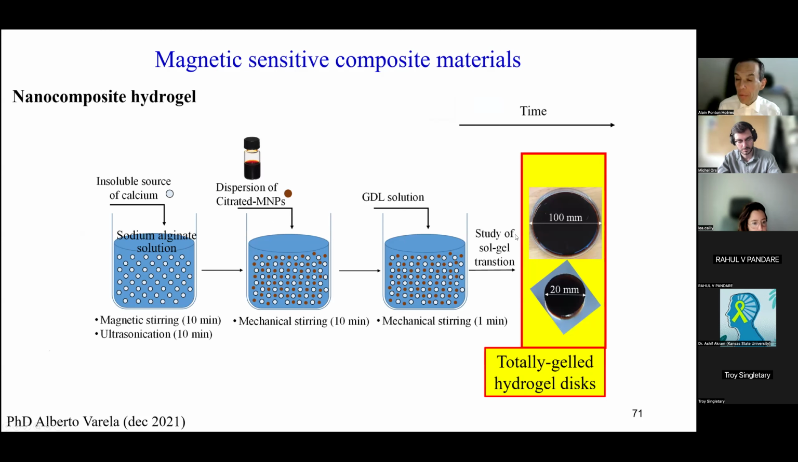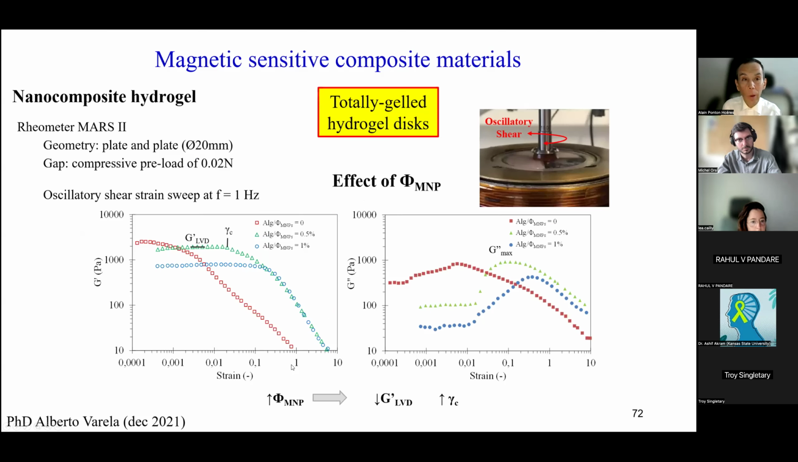Now, after the investigation of the gel transition, we study the properties of the totally gelled composite, typically after around 20 hours. After 20 hours, we obtain stationary mechanical properties of the composite. So in this case, we perform oscillatory measurements.